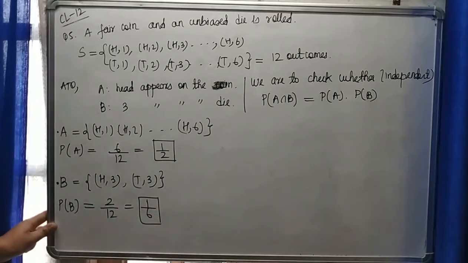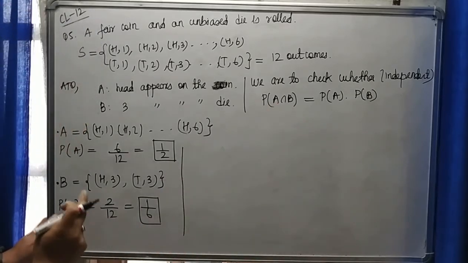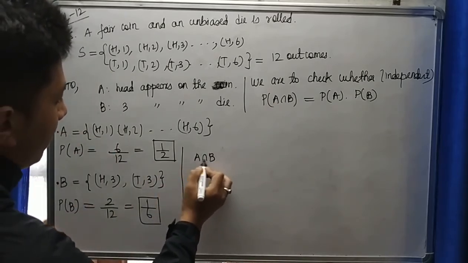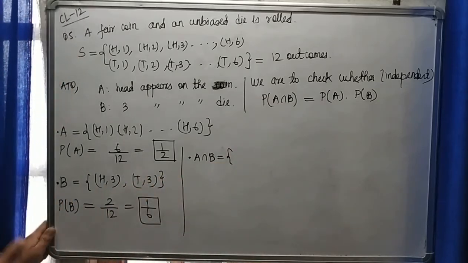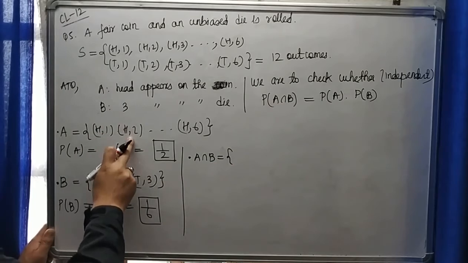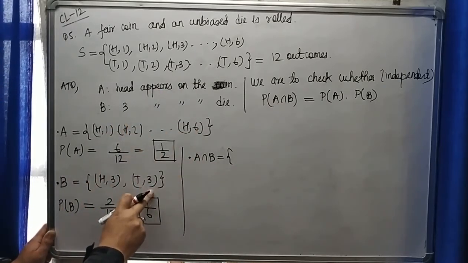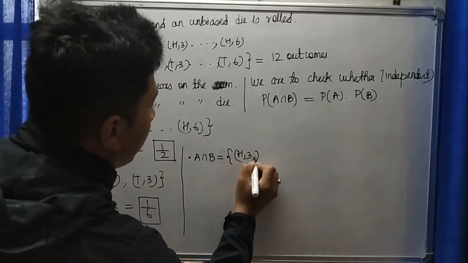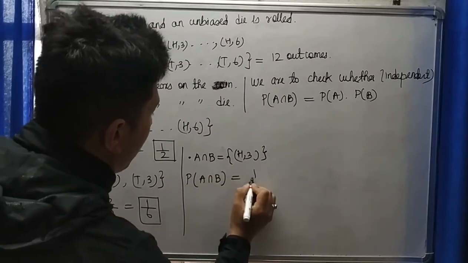Okay, and the last one I need to find is the intersection. Which are the common elements between A and B? A intersection B. Inside A intersection B, there is only one, that is H comma 3, because A has H comma 1, H comma 2, H comma 3 till H comma 6, and B has H comma 3, T comma 3. So the common element is only H comma 3. Therefore the intersection probability will be 1 by 12.